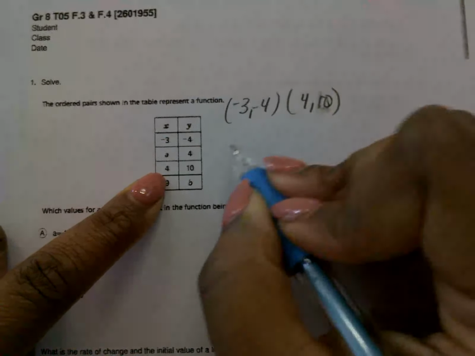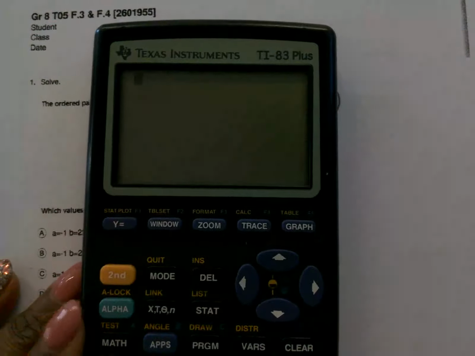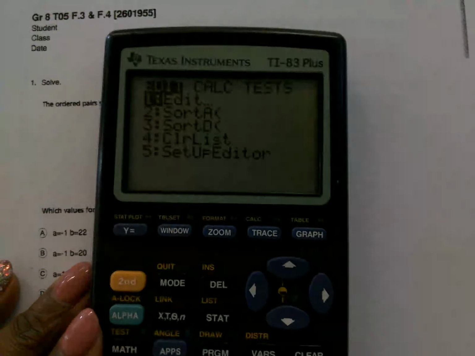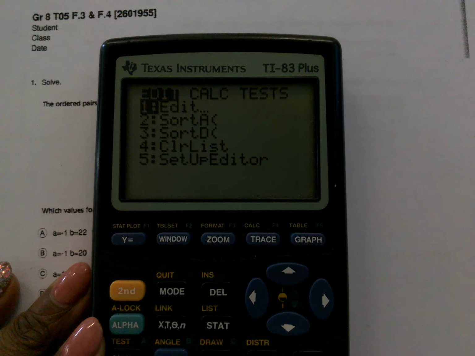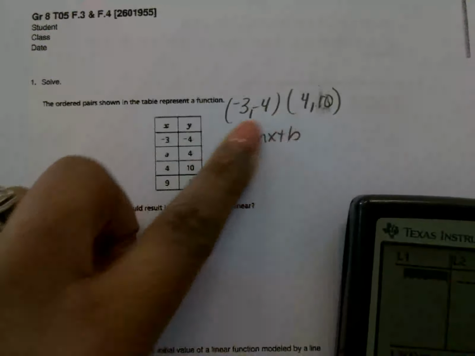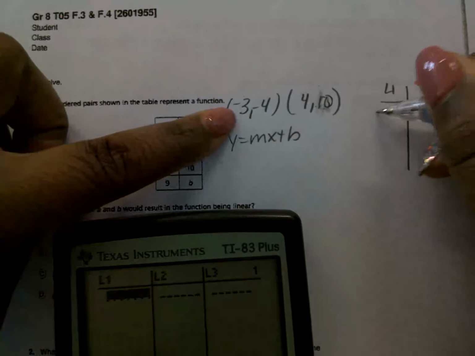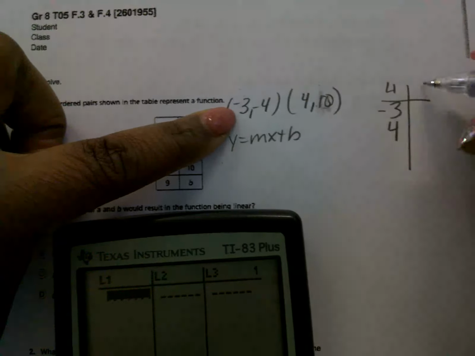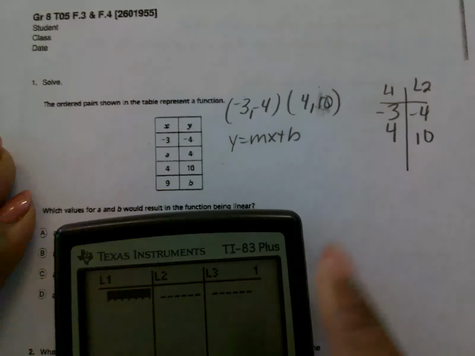This is calculator active, so I can use my calculator to figure out what the equation is in slope-intercept form. Okay, so look, I'm going to do that. I'm going to stat. Please do this with me. Then press enter on edit. And now I'm going to type in these ordered pairs. What goes under L1 is the X values, -3 and 4. What goes under L2 is the Y values, -4 and 10. So that's what I'm going to type in.